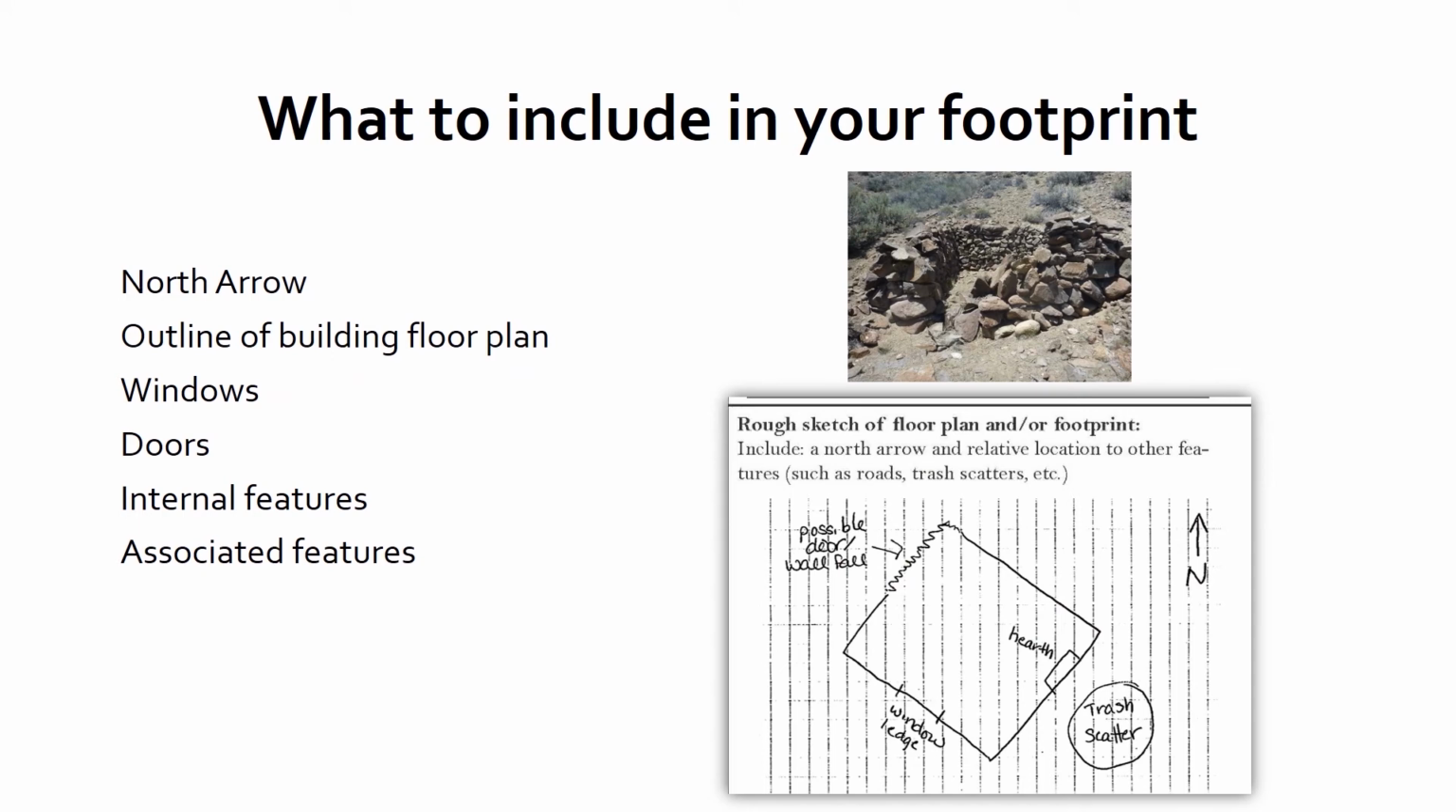So you have a north arrow, an outline of the building, something that notes if there's windows or doors or any internal features. And that's to go along with your photos so somebody can orientate themselves. So if they have a picture of the trash scatter and a picture of the wall, they know where the trash scatter is in relationship to the structure.